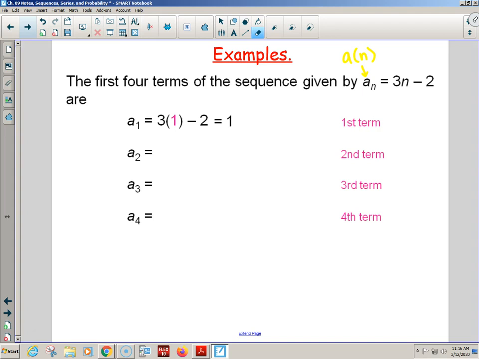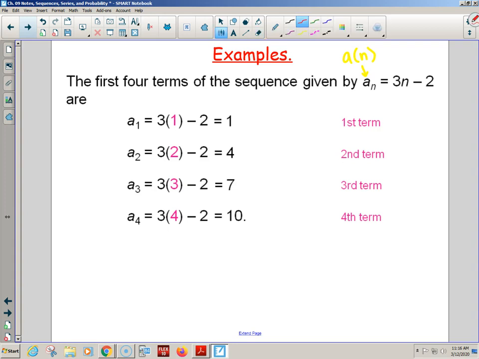Okay, so plug in 1, you get 1. What's the second term? Plug in 2, and you get the next one. What's the third term? What's the next term? Hey, could you keep plugging in? Sure. Or could you see there's a pattern? What's the pattern? Every time you're adding 3.